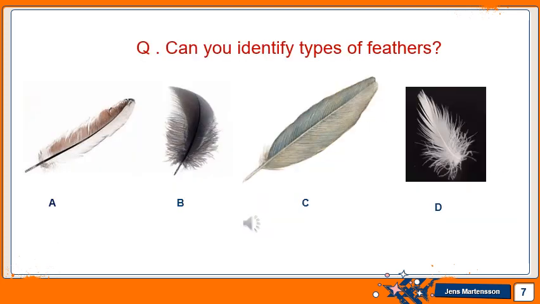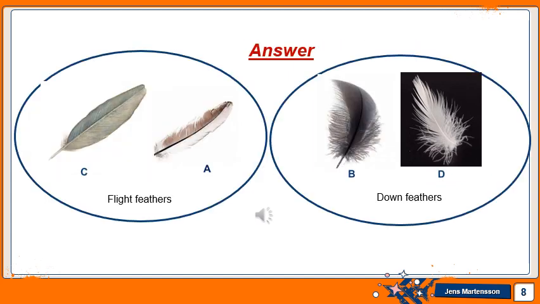So children, can you identify types of feathers? I am giving you 10 seconds. So now let's see the answers. C and A are flight feathers and B and D are down feathers.